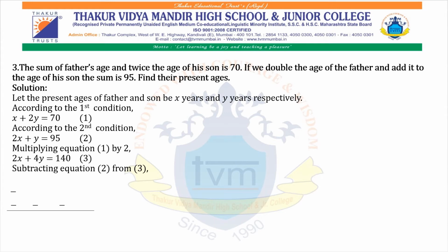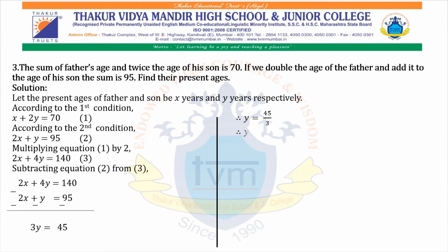This is equation 2. Multiplying equation 1 by 2. So 2x plus 4y is equals to 140. This is equation 3. Now subtracting equation 2 from 3. So after subtraction, we will get 3y is equal to 45. Therefore, y is equal to 45 upon 3.